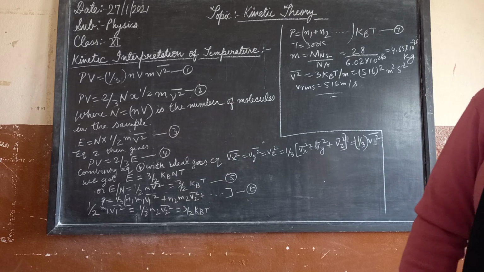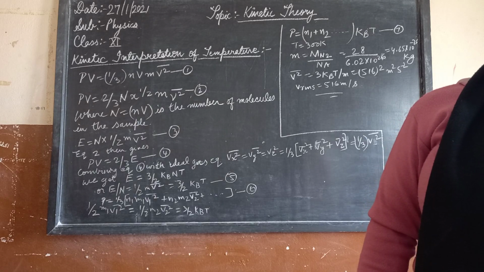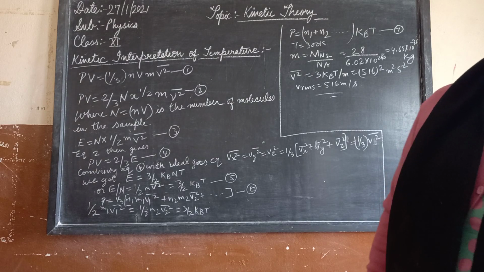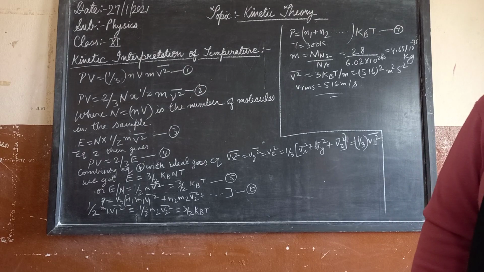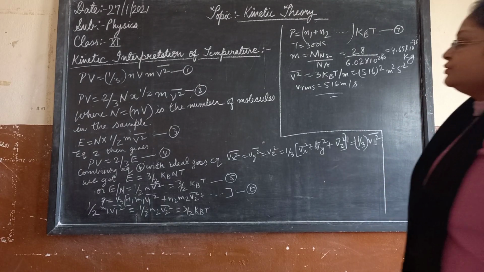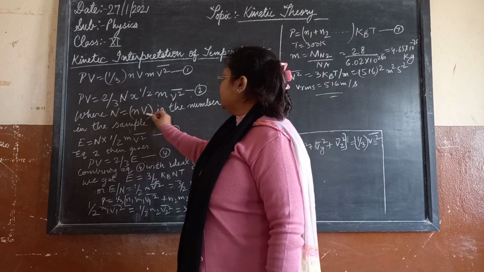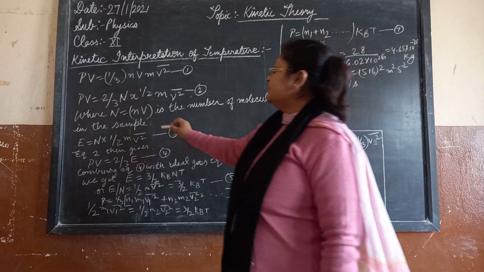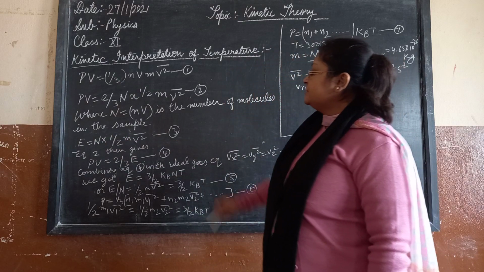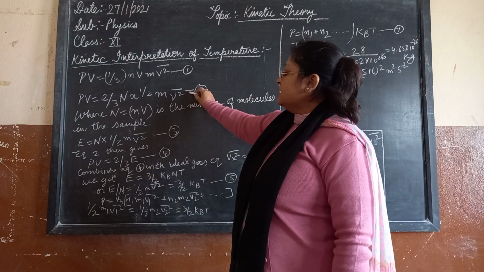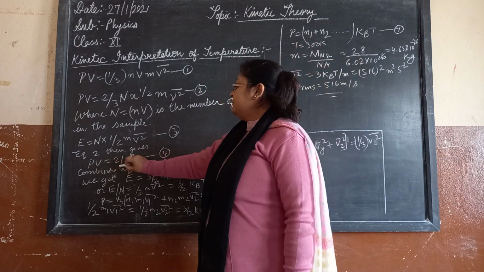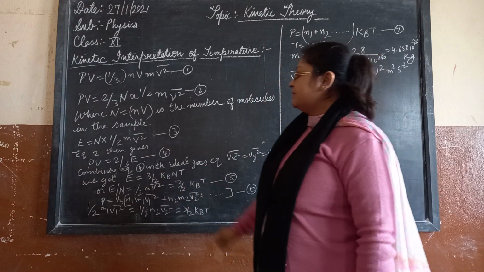Then we have PV equal to 2 by 3 N times 1 by 2 m v square bar, where N is the number of molecules in the sample itself. So E will be equal to N into 1 by 2 m v square bar. Substituting this in equation number 2, we can write PV equal to 2 by 3 E.